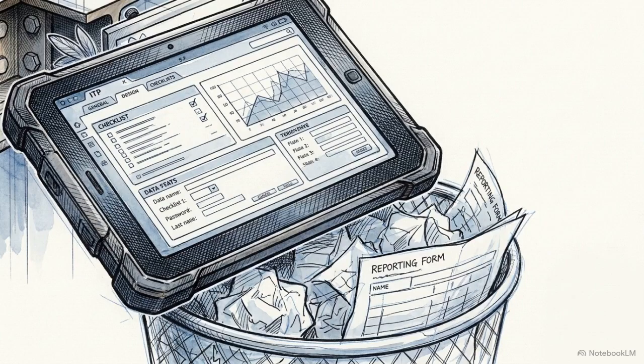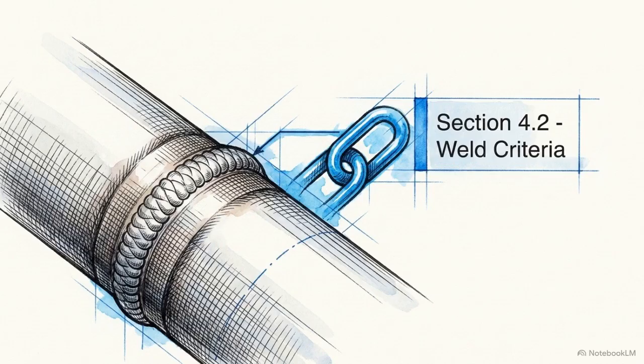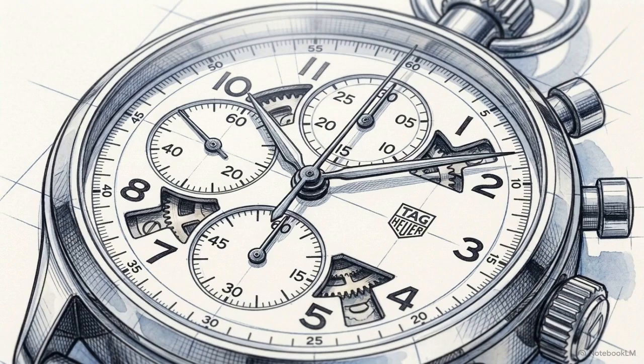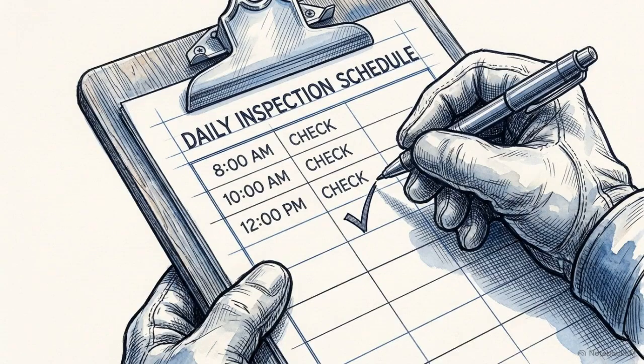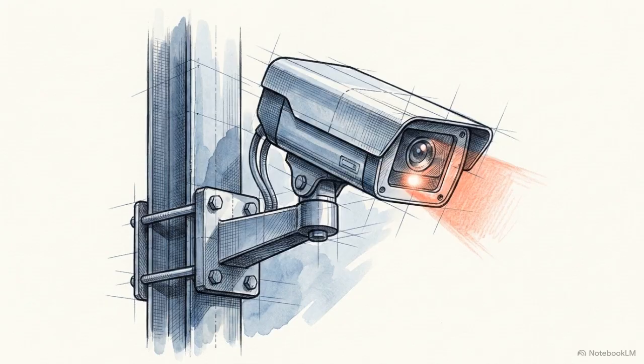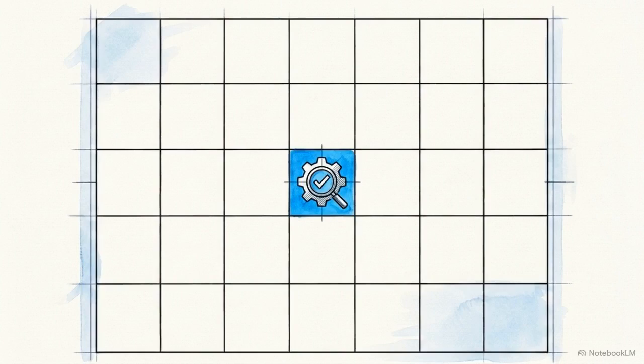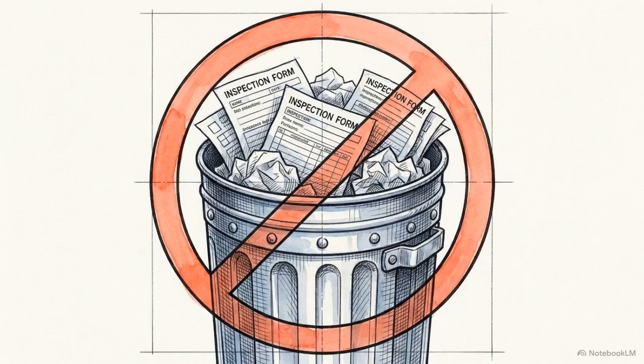Efficiency is further improved by replacing detached reporting formats with an associated ITP document, ensuring that every record of an inspection is directly tied to the specific criteria of the plan. Defining the exact frequency of inspections is equally important. High-risk activities require frequent, risk-based monitoring, while lower frequencies for non-critical tasks prevent the waste of over-inspection.